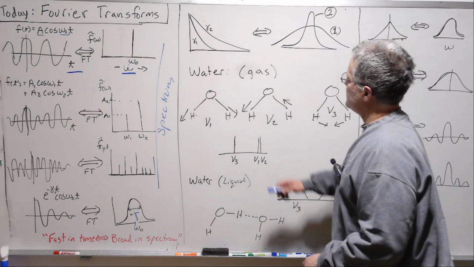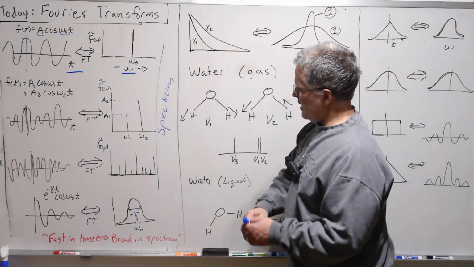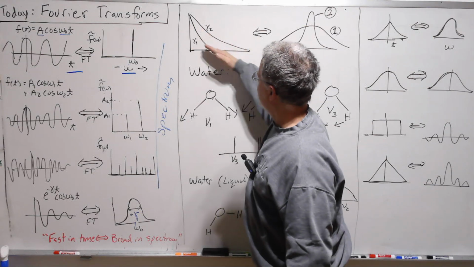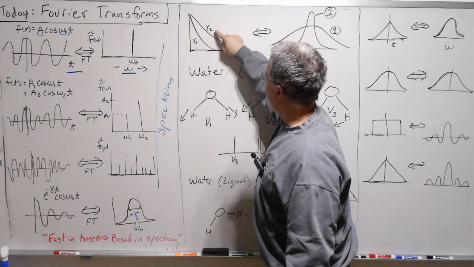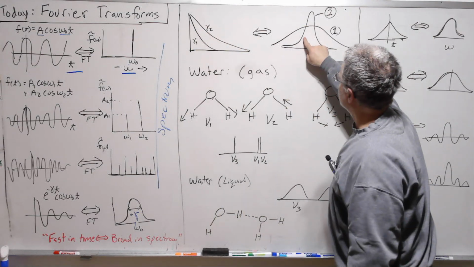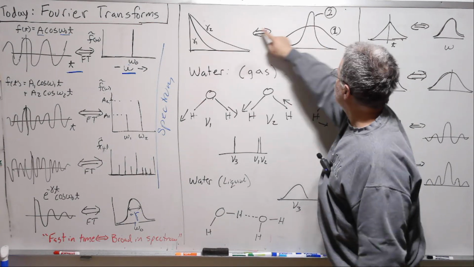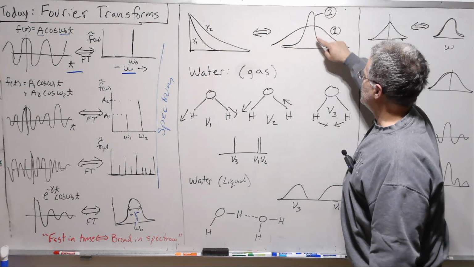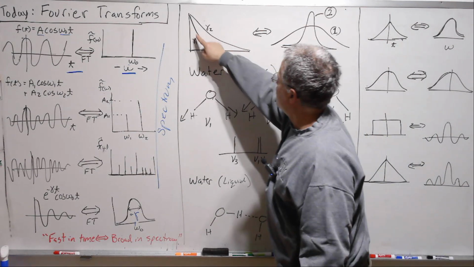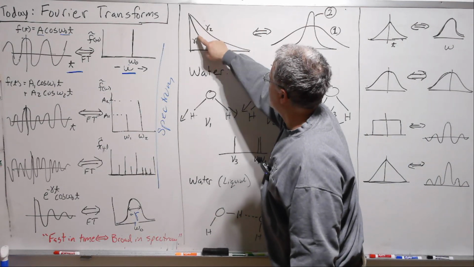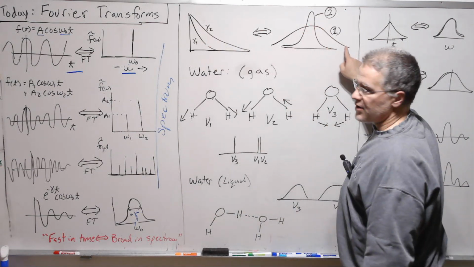So let's just go through that again. Let me just get the decaying functions here. So if a function decays slowly, let's say number 2 here, then it's more peaked in spectrum, and if the function drops quickly, then it's broader in spectrum.